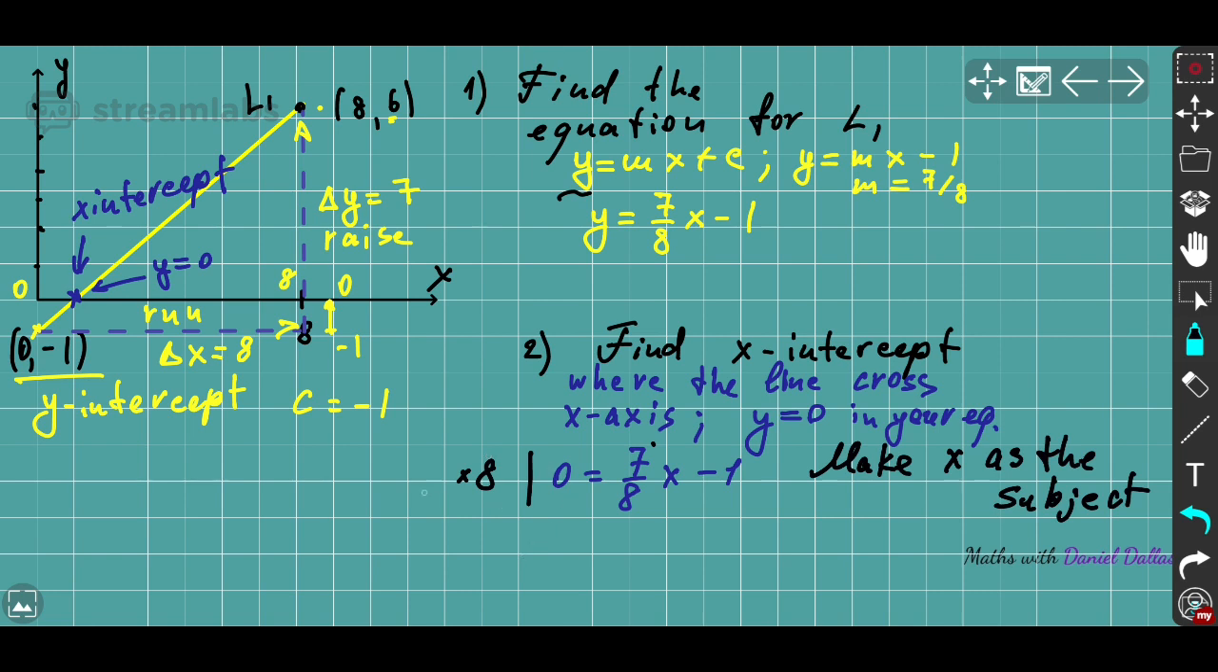Okay, if you multiply both parts by 8, 0 by 8 is 0, the result is 0, and on the right side, 7x over 8 multiplied by 8 will simply cancel the 8s. And minus 1 should also be multiplied by 8, so you'll get negative 8 finally. And now you're just canceling those two 8s. Okay?